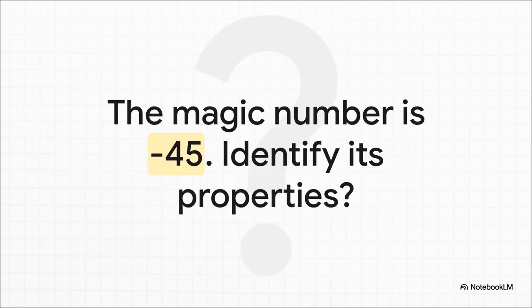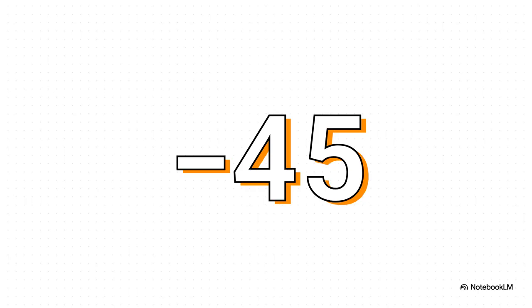Okay, let's actually put these rules to the test with a scenario directly from our source material. Our magic number today is negative 45. Keeping everything we just discussed about opposites, distance, and absolute value fresh in your mind, let's identify its properties. Just take a really close look at negative 45 for a second. That negative sign dictates its specific direction from 0, while the 45 dictates its magnitude. Those two very distinct pieces of information are totally key to understanding how it functions in our system.